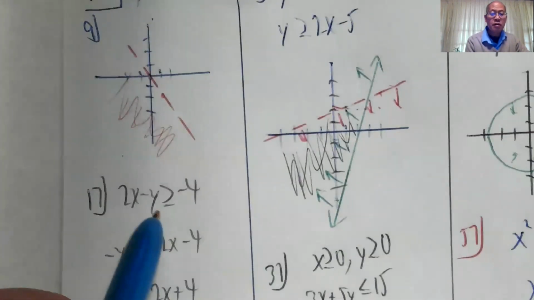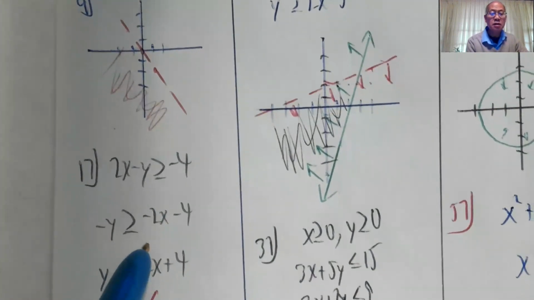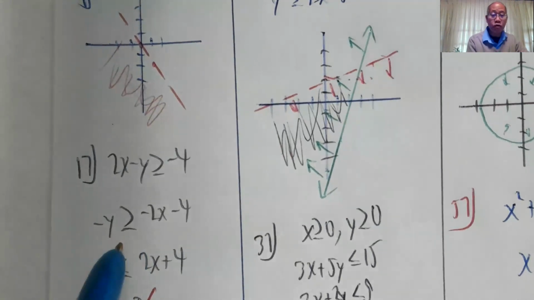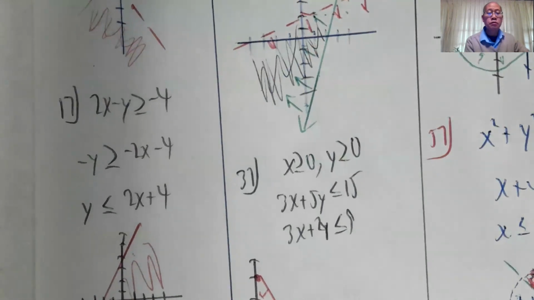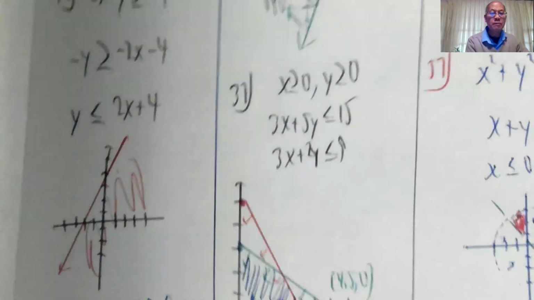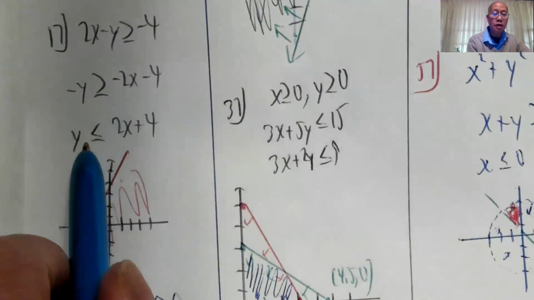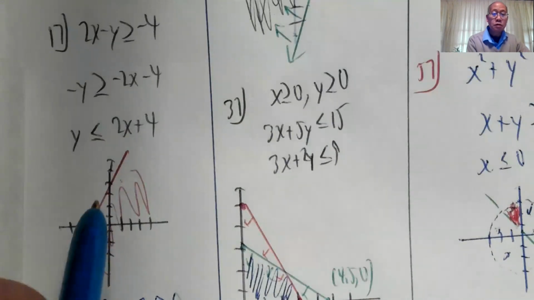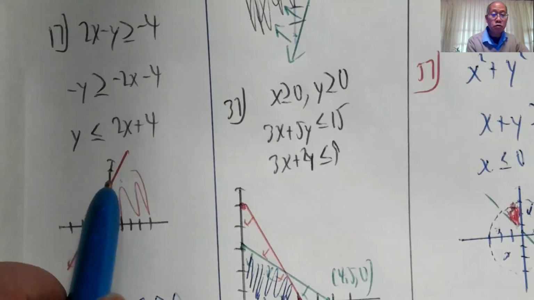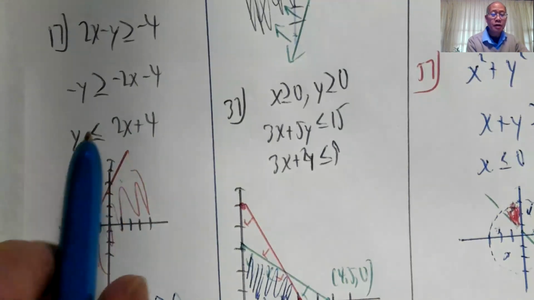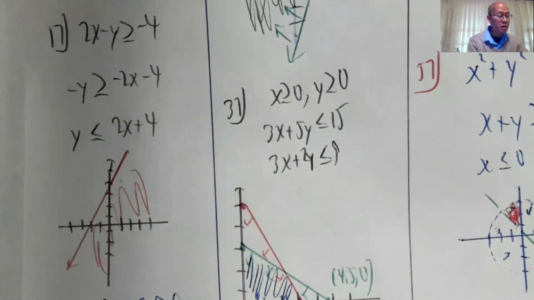2x minus y greater than or equal to negative 4. Subtract 2x. Multiply both sides by negative 1. If you multiply an inequality by a negative, the inequality reverses. So y is less than or equal to 2x plus 4. This is a solid line because I have the line underneath it. So y-intercept is 4, 1, 2, 3, 4. Slope is 2 over 1, up 2, solid line. Again, less than or equal to means I shade below.